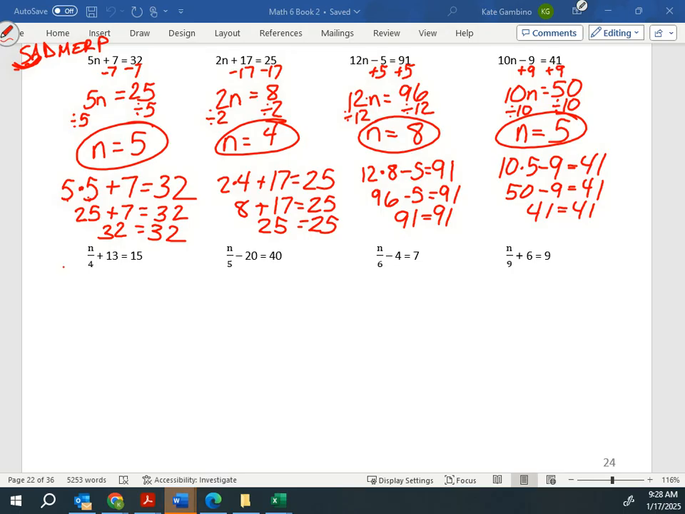n over 4 plus 13 equals 15. What's my first step? Kellen.